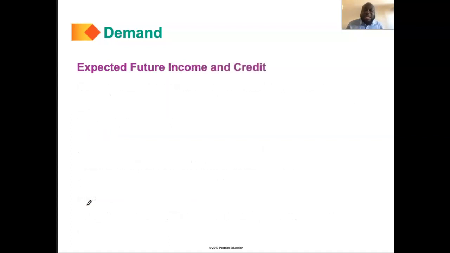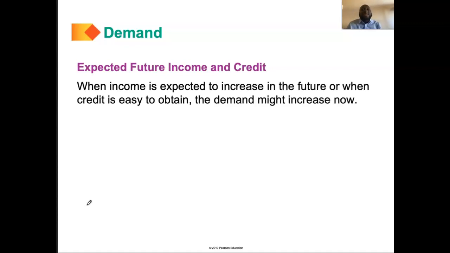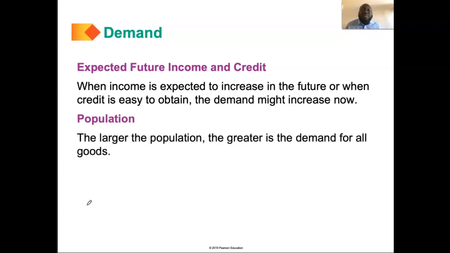And then we have expected future income and credit, okay? When you think your income is expected to increase in the future, your demand for something will increase now because you know you're going to get paid higher in the future, okay? And then you have population. When there's a larger population in the market, the demand for that good actually increases. If there's a lesser population, the demand for that good falls.